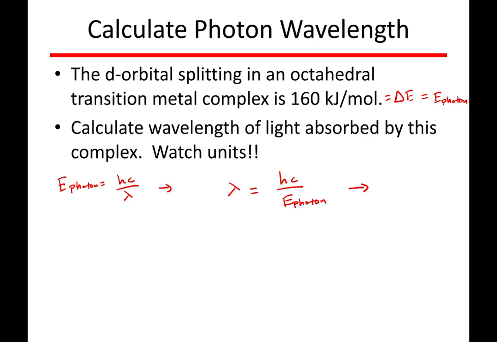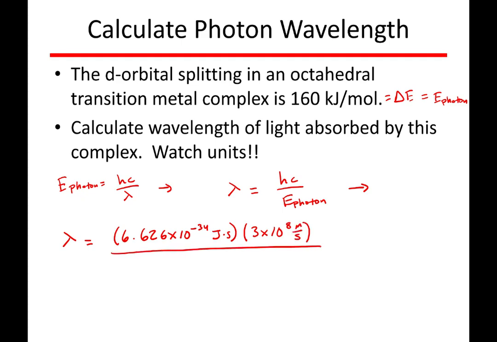Next, I'm going to begin plugging in numbers. So the wavelength of the light that's going to be absorbed will be equal to h, which is Planck's constant, and that carries a value of 6.626 times 10 to the minus 34, and the units are joules times seconds. That's a constant, and that is on your information page. C is the speed of light, which is also given on the information page, and carries a value of 3 times 10 to the 8th meters per second. We divide that by the energy of the photon, which is identical to the crystal field splitting, 160 kilojoules per mole.